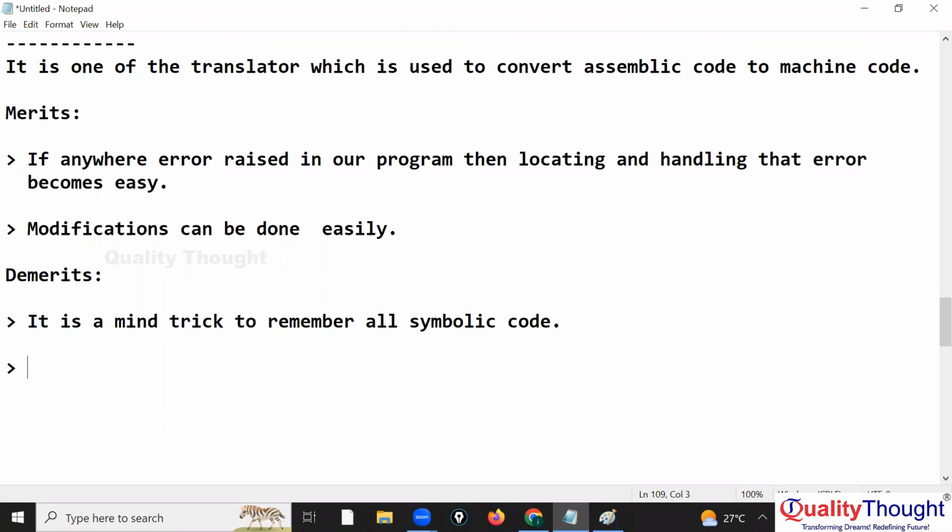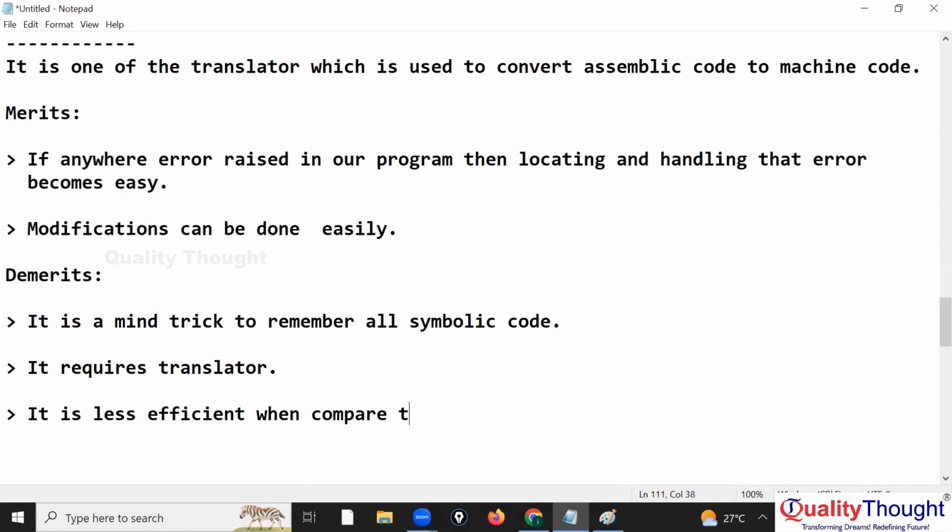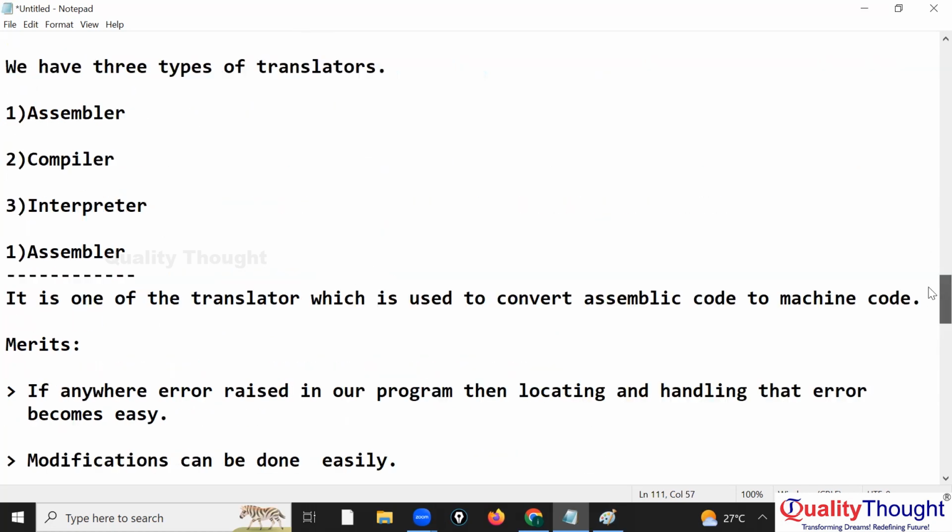So next is what here? It requires a translator. So tell me, without a translator, can we execute an assembly language program? No. So definitely performance will reduce. Why? It takes some time for translation. So that's why I'm saying it is less efficient when compared to machine language. Machine language is more efficient and this is less efficient. Understood my point here now? So remember that point here.